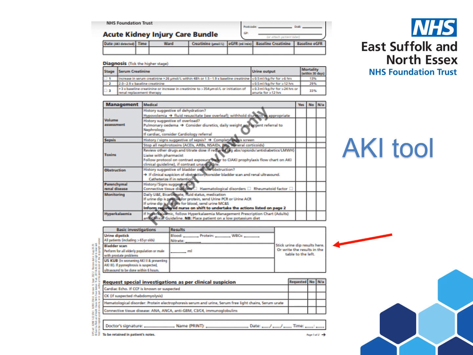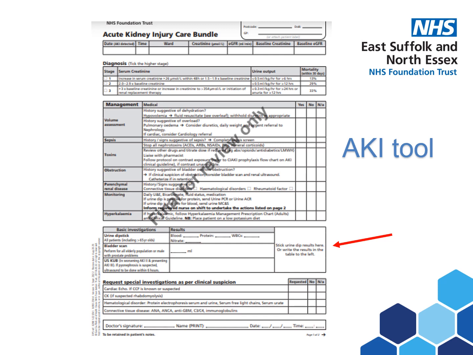So this on your screen is the newest version of the AKI bundle that has just been put into the trust. Please note it is a yellow form, not white, that's displayed on the screen. There is a new place on the chart at the front to document urine analysis results and also to document bladder scan results. Please use this so we have a standardised place to document this important information.